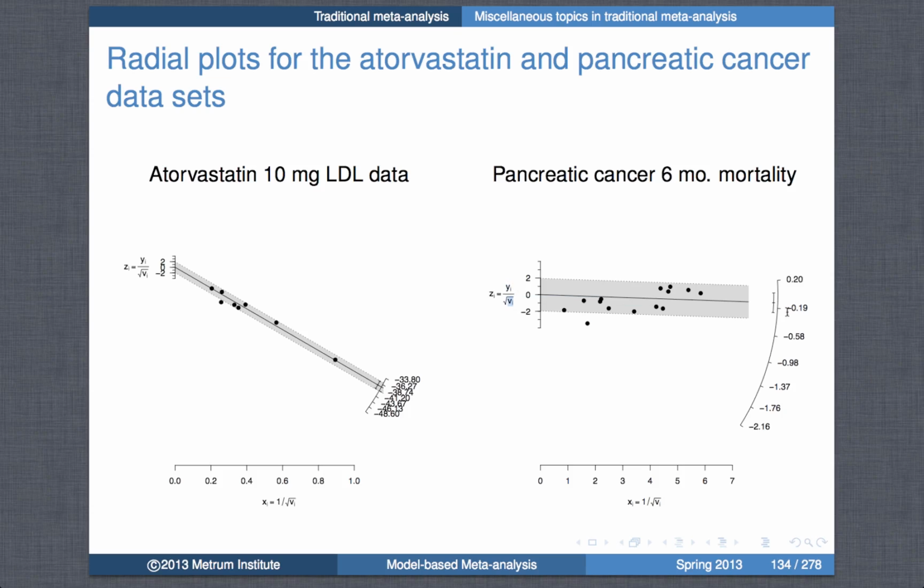And then out here is this circular axis that points us to the treatment effect. The way you would interpret that, which is a little bit complex, is you would draw a line from 0 here through the data point out to this axis down here, and that would give you the measure of the treatment effect, which is the yi for that observation. So really what's being plotted here is standardized treatment effect versus 1 over the standard error. And because of that, if we draw this line out, we get this circular axis out here.